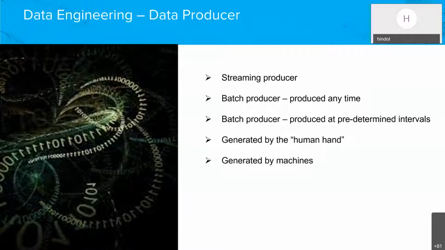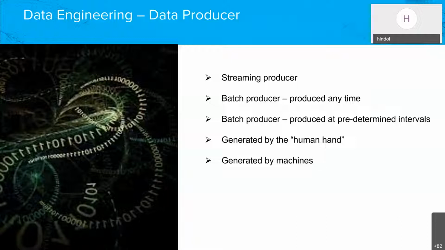Then there is the batch data producer. Data is not produced in real time, but it comes in bursts. Like when a customer joins, you get a set of information about the customer. When a new supplier is registered, you get a set of information. So it can be a predetermined batch, maybe at the end of every month, when some things happen and some data is produced, or the batch can come anytime. When a new supplier joins, a handful of data is produced.